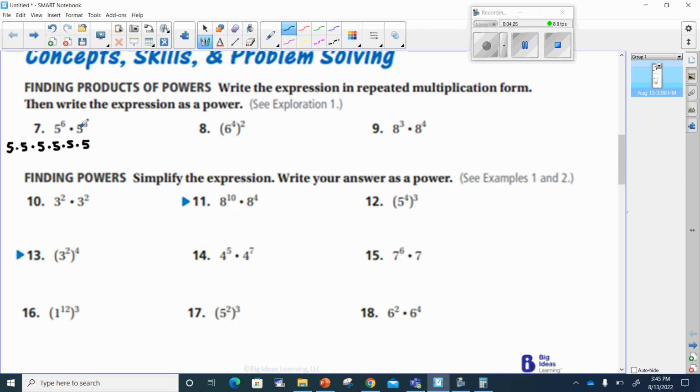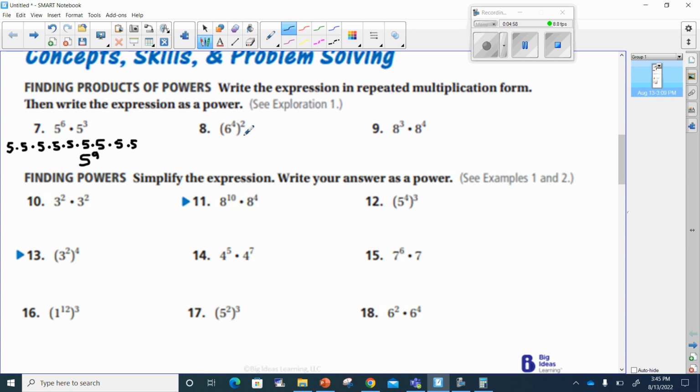And then we're going to multiply 5 to itself 3 more times. So times 5 times 5 times 5. And what we see here is we actually have 5 multiplied to itself 1, 2, 3, 4, 5, 6, 7, 8, 9 times. So the answer to this is going to be 5 to the 9th power. All right? The expression in repeated multiplication form is here, and then write it as an expression of power would be right here.